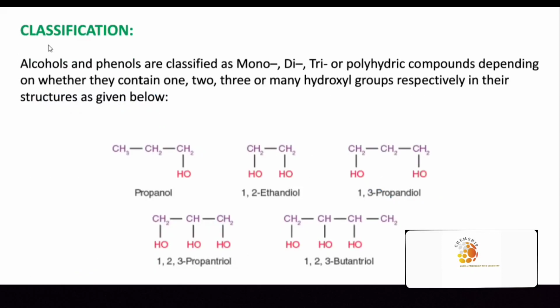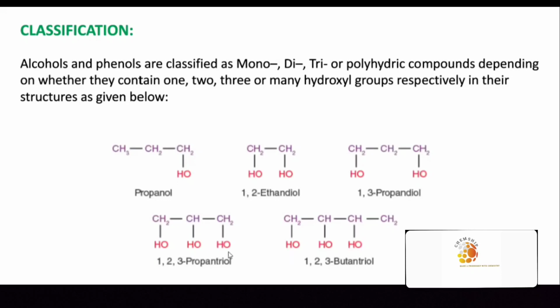Let's start. Our next topic is classification. Here I am classifying alcohols and phenols based on the number of OH groups present in the molecule. For example, if one OH group is there, then it is called monohydric. Mono means one, hydric means OH group. So monohydric means one OH group is there. The next one is dihydric. Di means two, hydric means OH. So in dihydric compounds or dihydric alcohols, two OH groups will be there. In trihydric alcohols, three OH groups will be there.